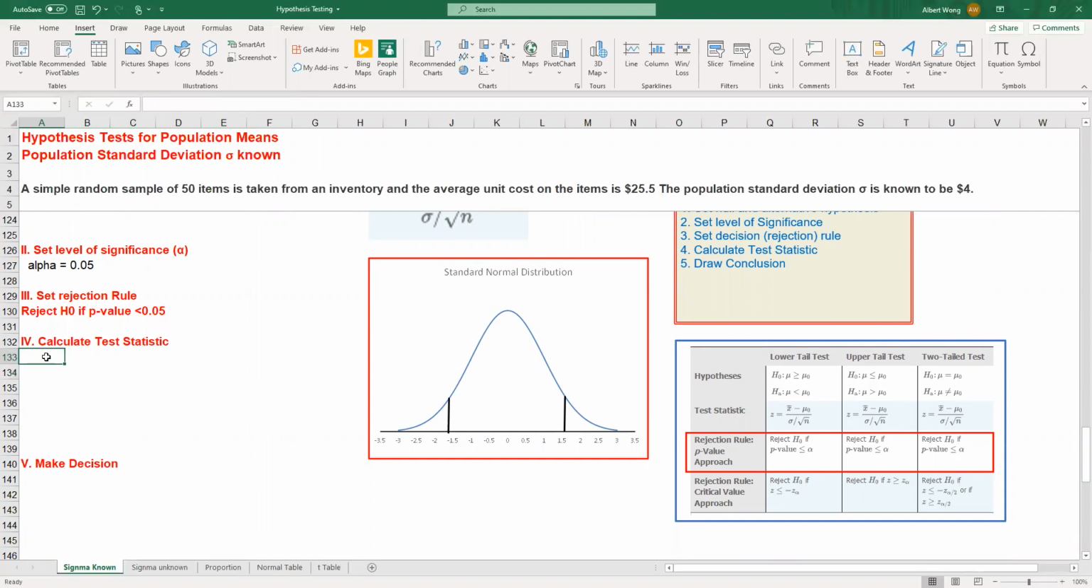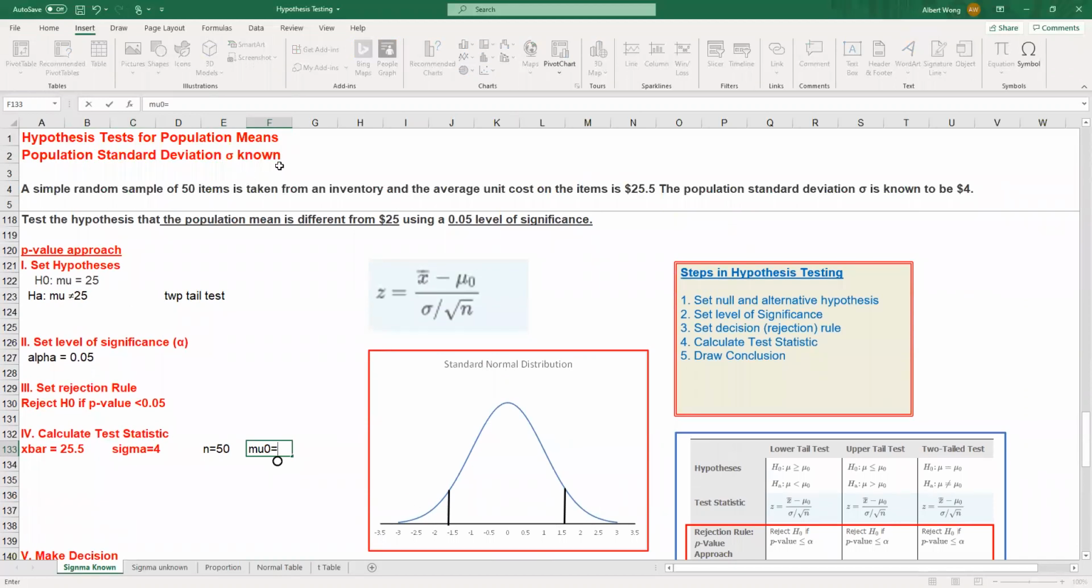Now, let's calculate the test statistic. Let's summarize what we know from the sample. What we know from the sample is x bar is equal to 25.5, right? 25.5. Sigma is given to us, which is equal to 4. N is known to us, which is equal to 50. And mu0 in this case is what we're trying to test, which is 25. So mu0 is equal to 25.